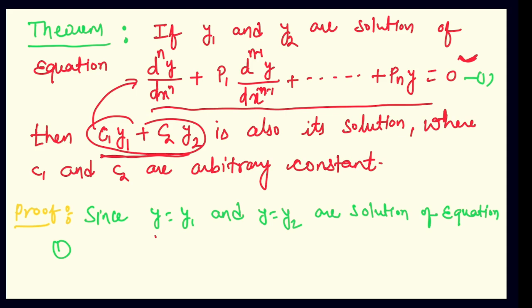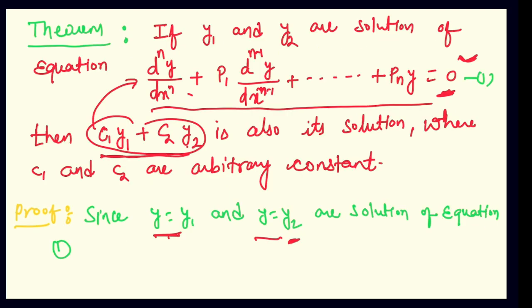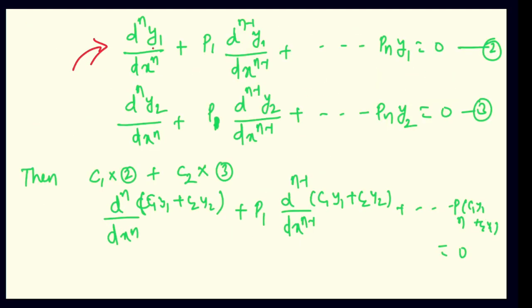Since y equal to y1 and y equal to y2 are solutions of the differential equation, we will put these solutions in the differential equation, and the right side will come 0. If we put this solution, it will satisfy this equation. Okay, so if y1 is a solution of the given differential equation, it will satisfy this equation. So we have written d^n y upon dx^n plus p1 and so on plus pn y equal to 0. If y2 is a solution, then it also satisfies.